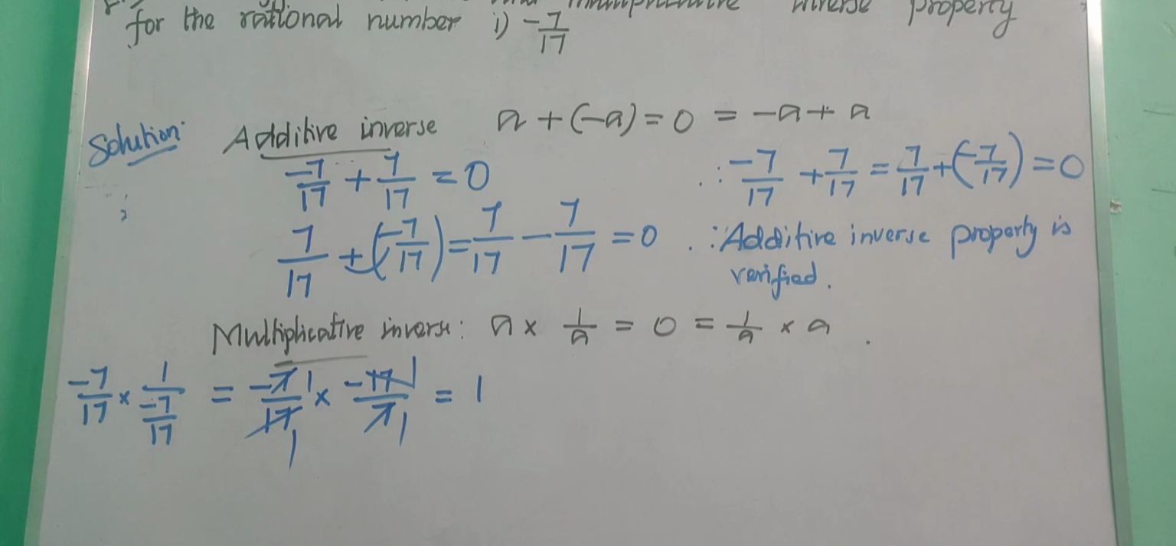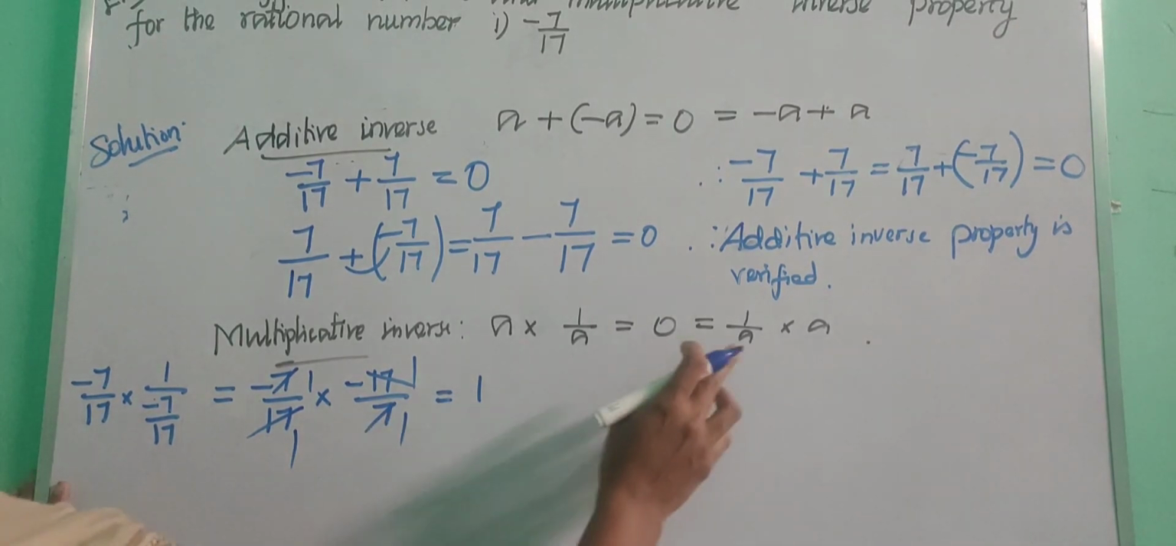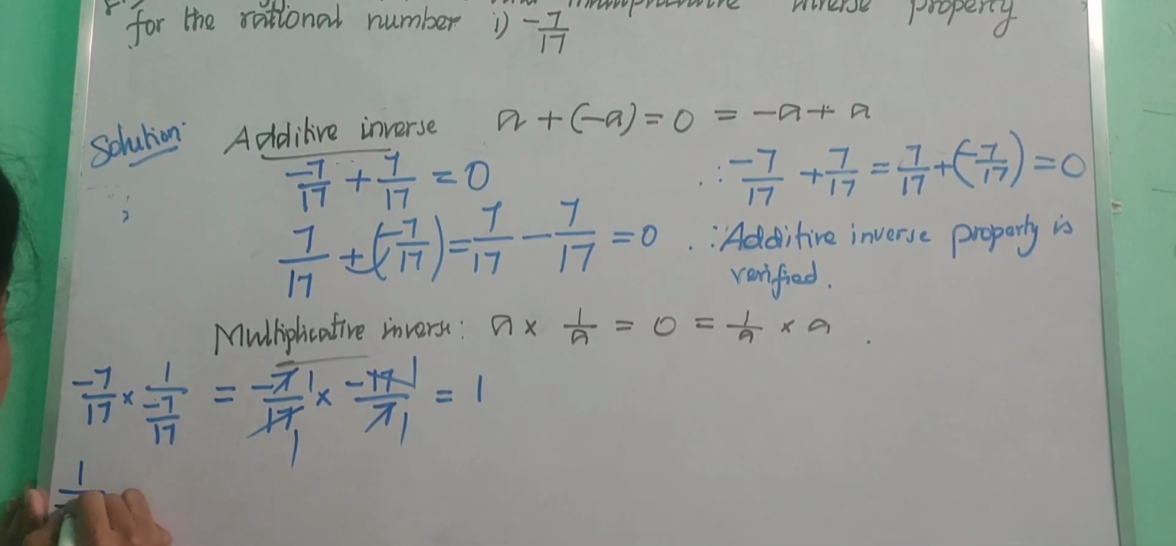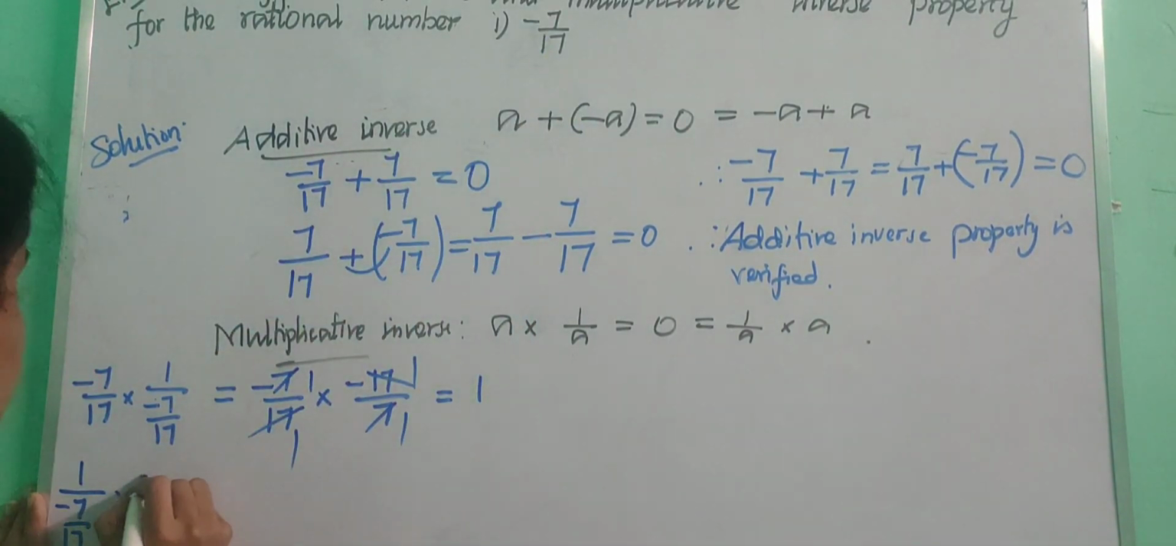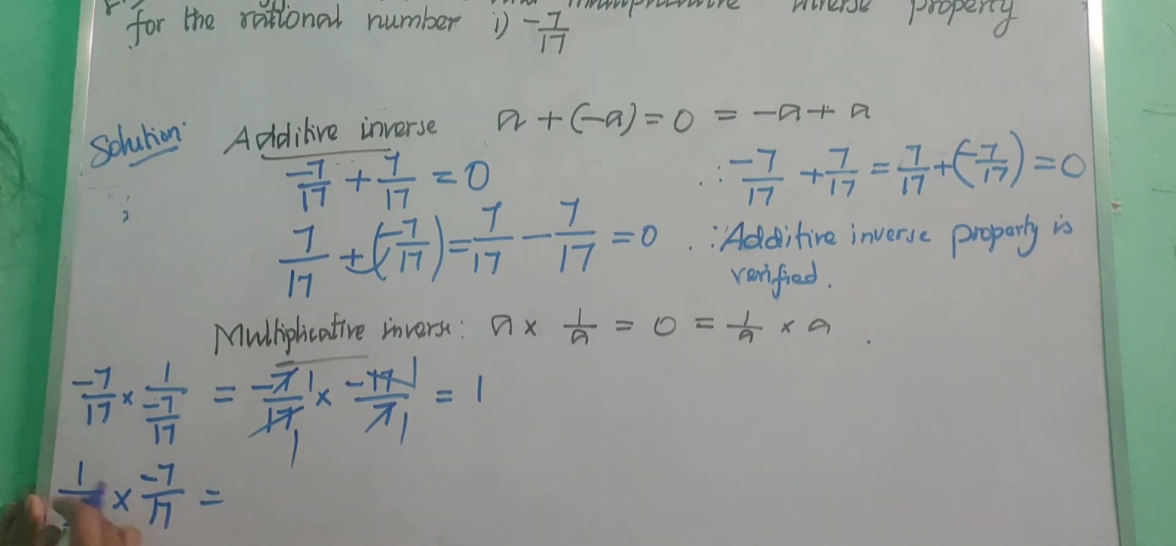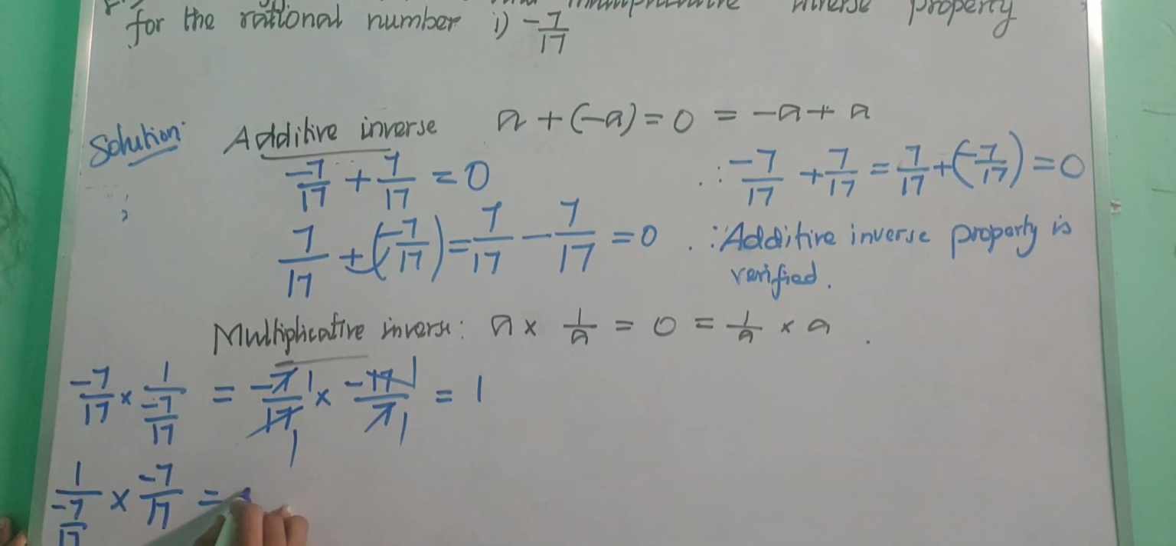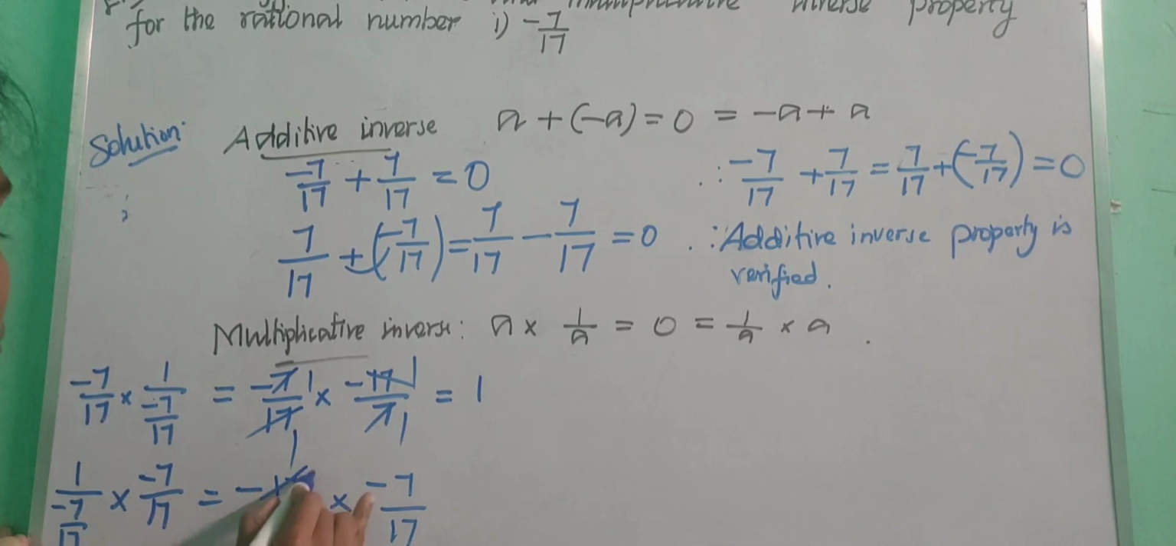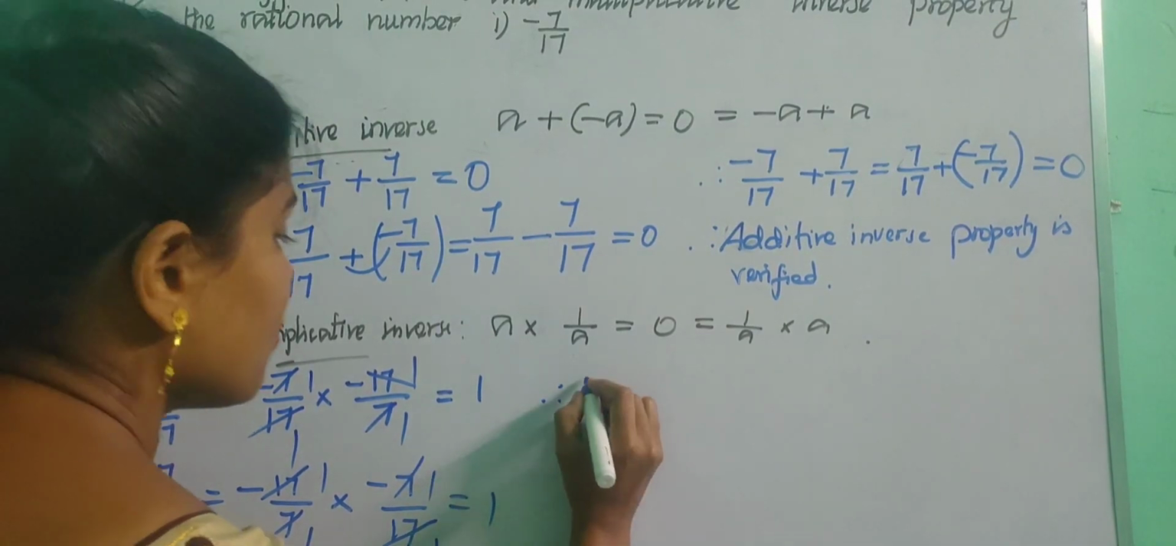Okay children, so let us check this side, okay. So 1 upon A into A. Okay, so what is 1 upon A? 1 upon minus 7 upon 17 into, what is A? Minus 7 upon 17. Okay children, so what we need to do? Here we will get minus 17 upon 7 into minus 7 upon 17. Okay children, now cut 17 and 17, and here 7 and 7. Minus 1 into minus 1, what will you get? 1.